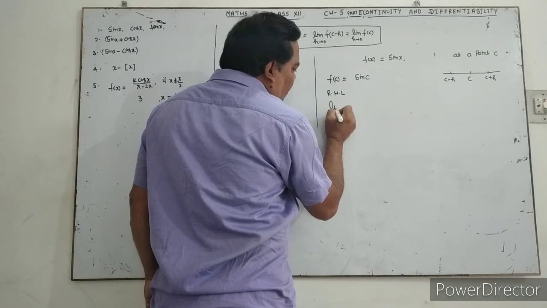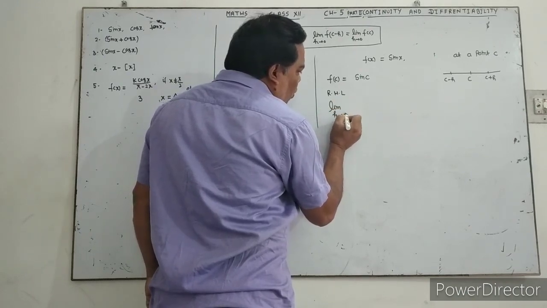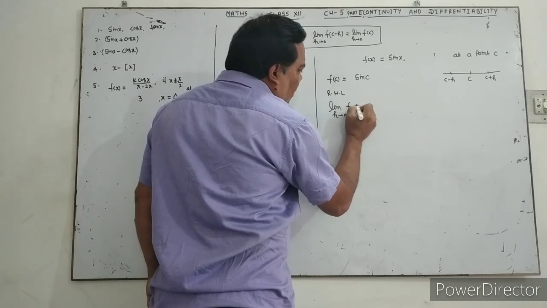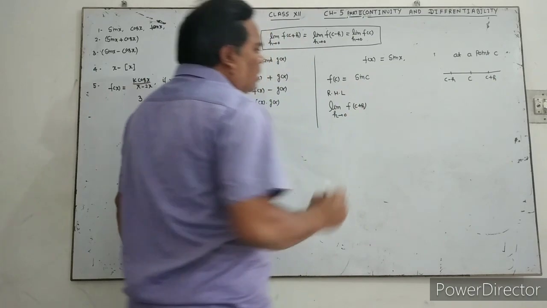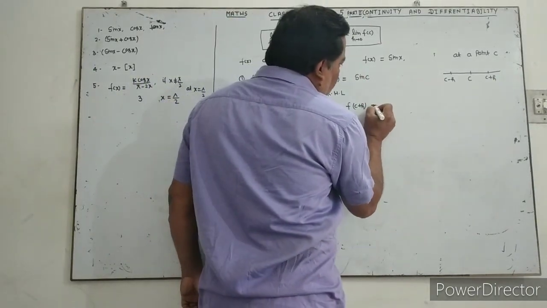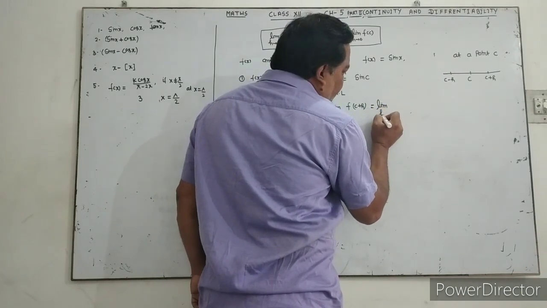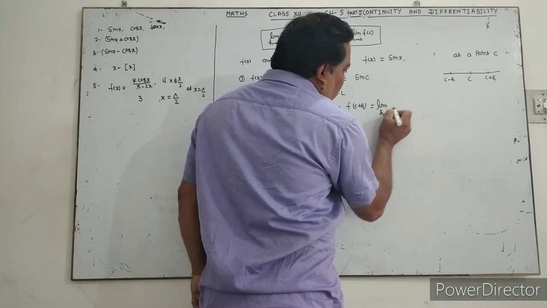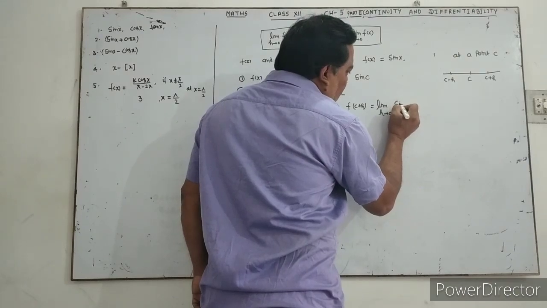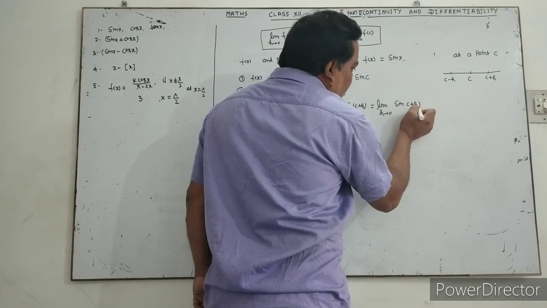Now, there is a limit as h tends to 0 of f(c + h). C is the point and the function is sin x. Then this is equal to the limit as h tends to 0 of sin(c + h).